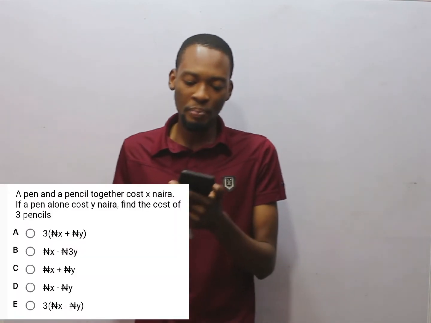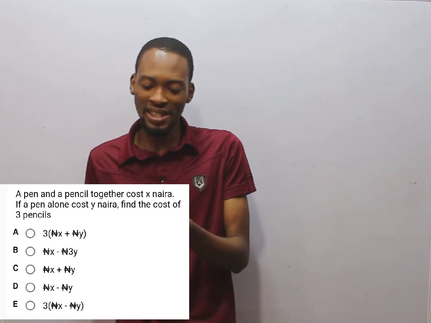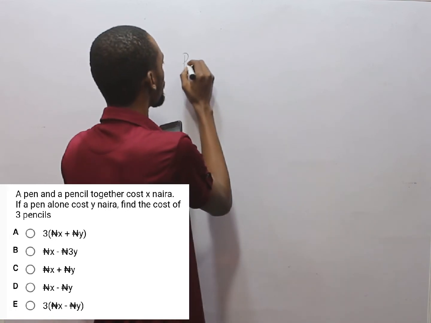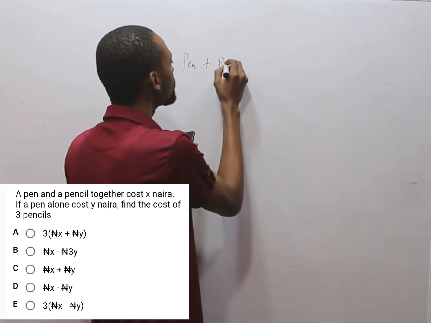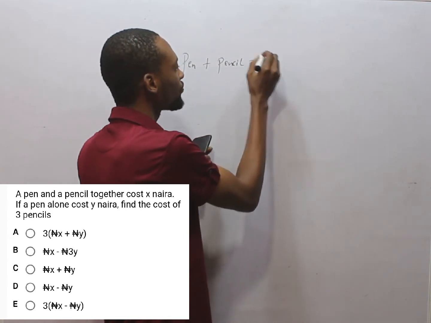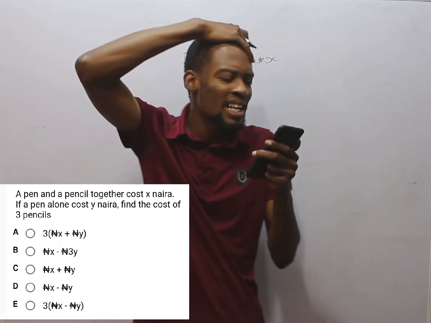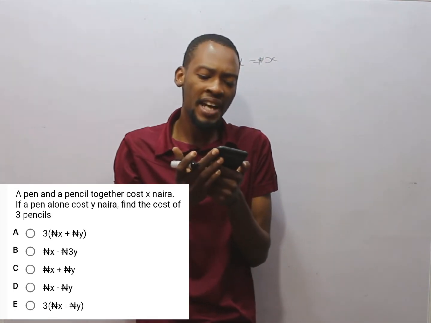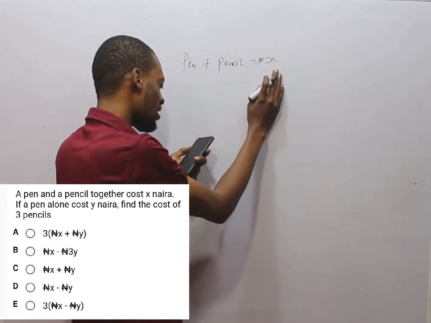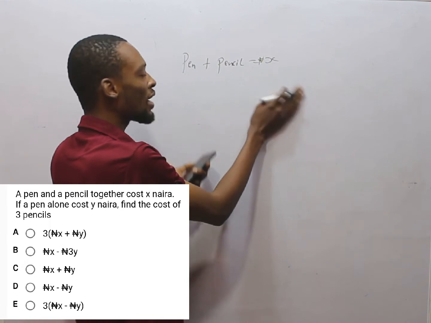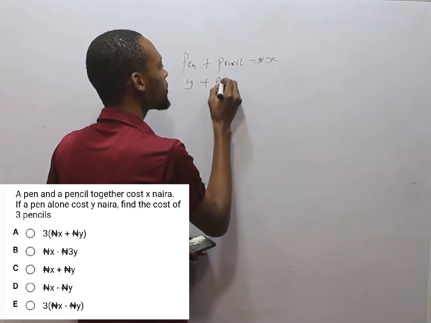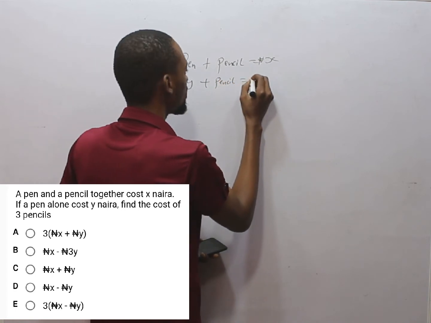This is a word problem question, and it makes a lot of sense. It says a pen and a pencil together cost S naira, which means pen plus pencil equals S naira. If a pen alone costs Y naira, find the cost of 3 pencils. So pen plus pencil is S naira, and they say pen alone costs Y naira, which means pen is Y naira. So Y naira plus pencil equals S naira.